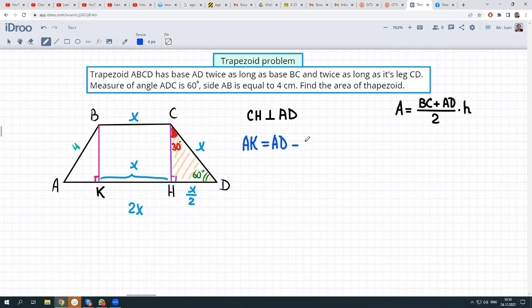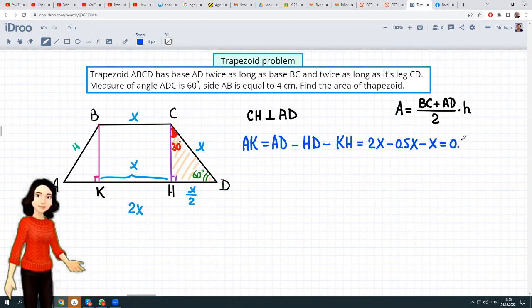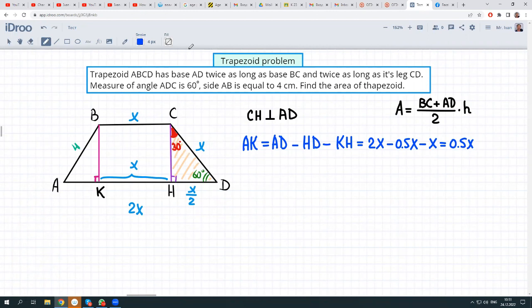AK is equal to AD minus HD and minus KH, right? Okay, let's substitute what we know. AD is 2x. HD is x over 2. Let me write 0.5x, okay? And minus x, KH is x. 2 minus 1 minus 0.5 is 0.5, or x over 2 again. Let me write x over 2 just to show that this is exactly the same as HD.